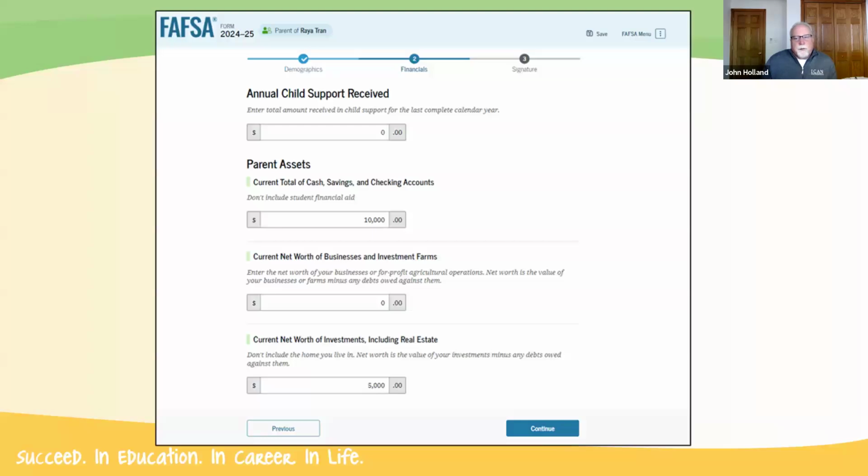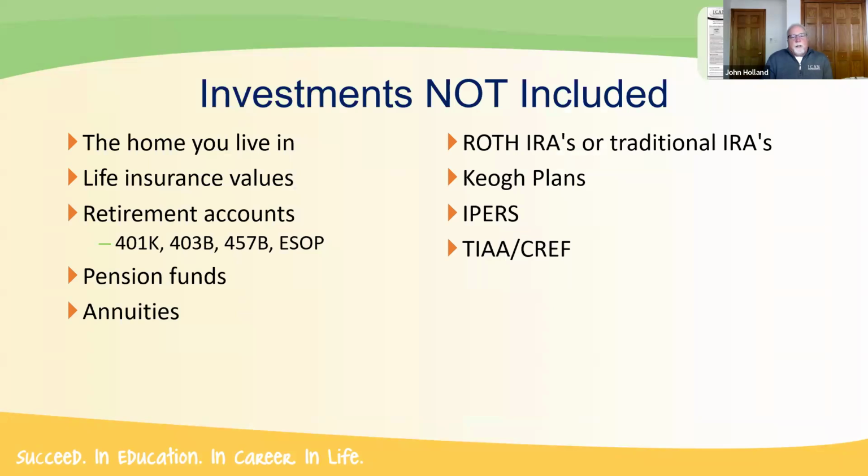Now, when I explain this, I like to tell you first what is not to be included as an investment. So when they're asking about the net worth of your investments, you do not include the value of the home that you live in. You do not include the value of life insurance policies that you might own. You do not include the value of any retirement accounts, 401ks, 403bs, IRAs, annuities, pensions. You would also not include IPERS, as listed on here, or TIAA-CREF, and also you don't include the value of cars or boats, things like that.